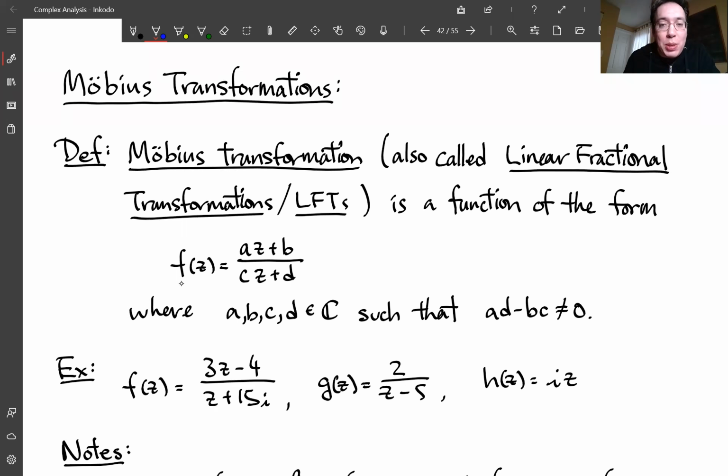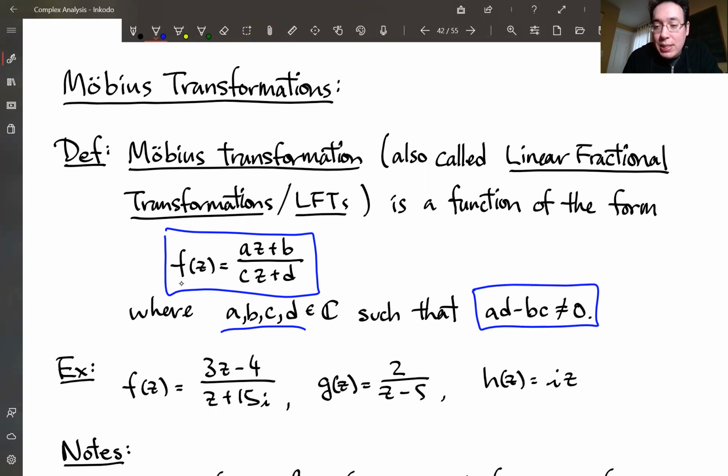Okay, so Möbius transformations are also called linear fractional transformations, LFTs, not NFTs. It is a function of the form (az + b)/(cz + d). So it's a ratio of linear functions. The coefficients a, b, c, d are complex numbers, and they're chosen in such a way that ad minus bc is not equal to 0.